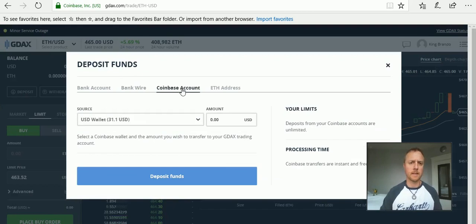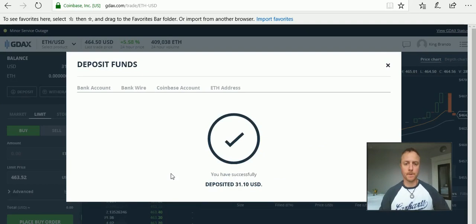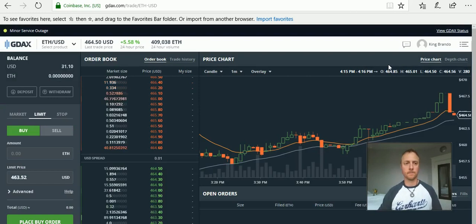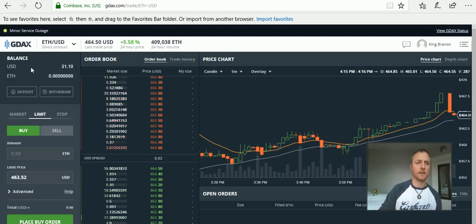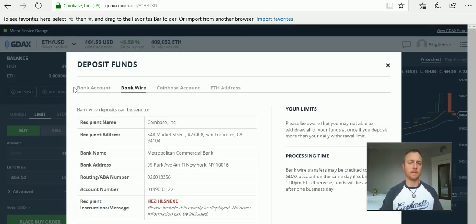Go over to your Coinbase account. I'm wanting to transfer. Yeah, let's go ahead and transfer my 3110 into my Gdax wallet, or Gdax account. Okay, it's generally really quick. And there it is, 3110. I can also transfer over some Ethereum. Let's go ahead and do that. It's free.